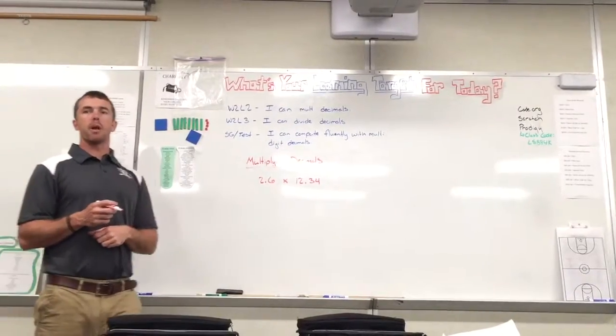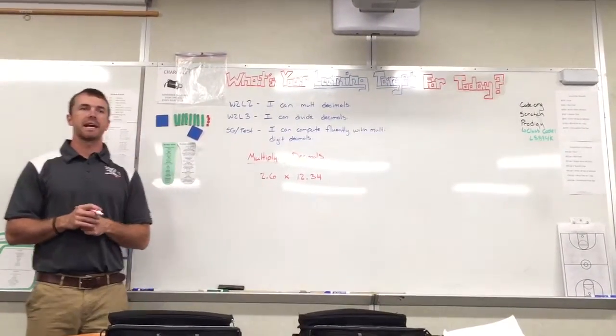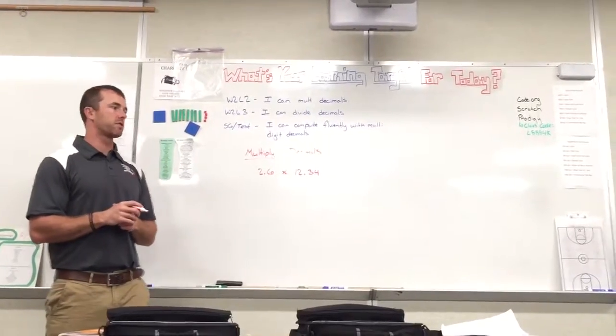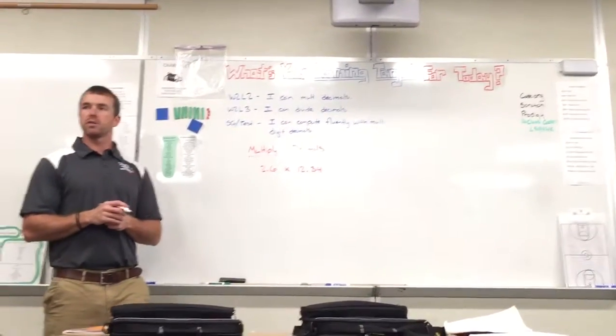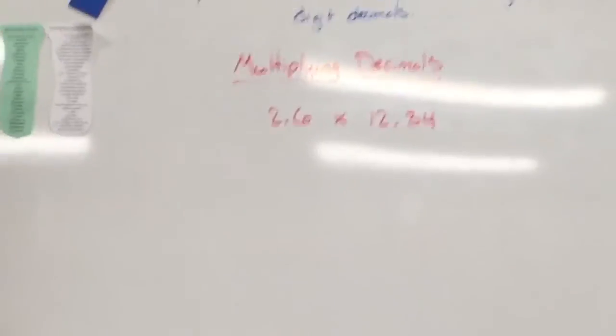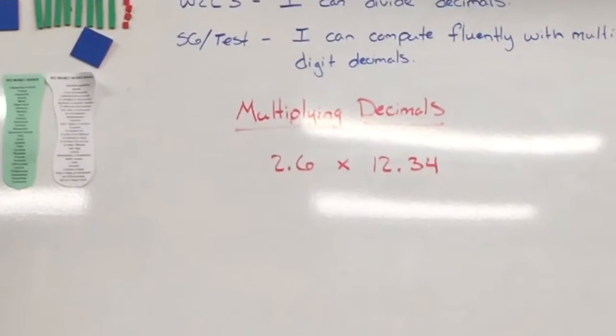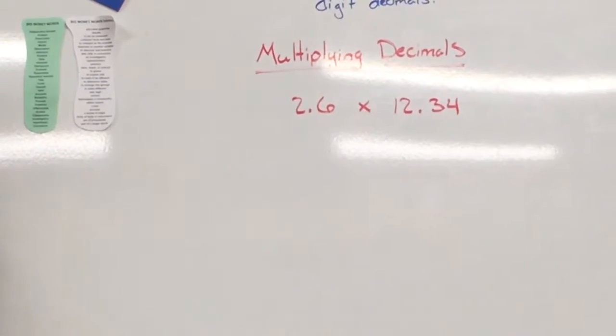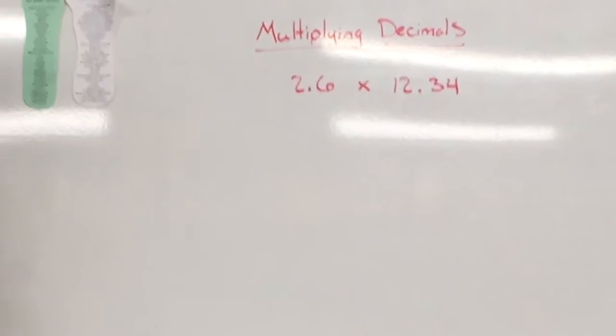Which one would I want to put on bottom? That is the question you need to ask, and you should already know this. This is a review. You want to put not necessarily the smaller one, but the one with the least amount of digits. Why? It's easier. So you don't have to put as many zeros. Yeah, so you don't have to do as much work.